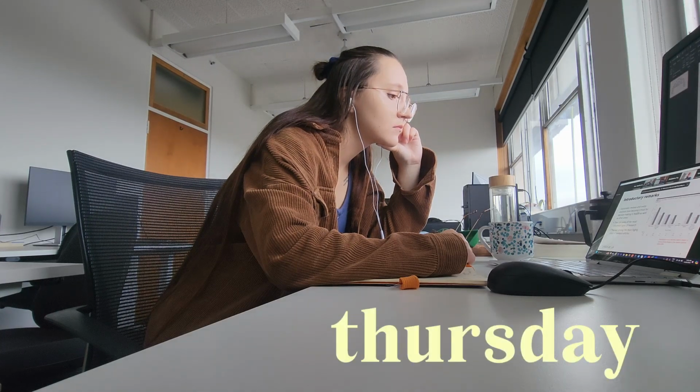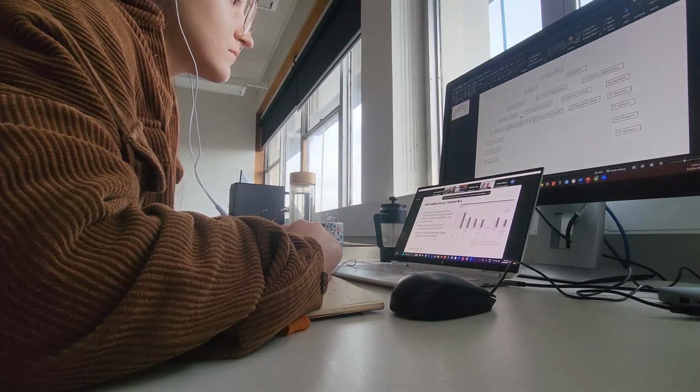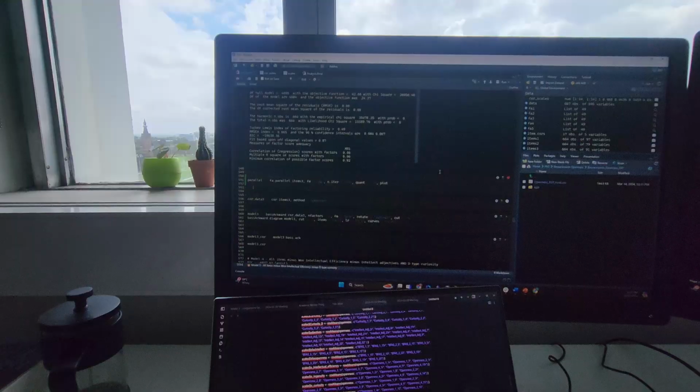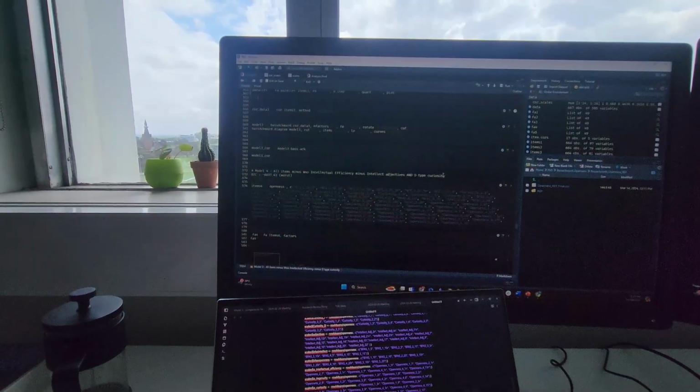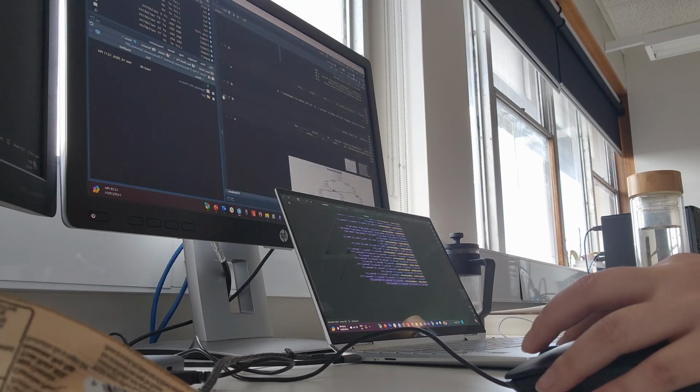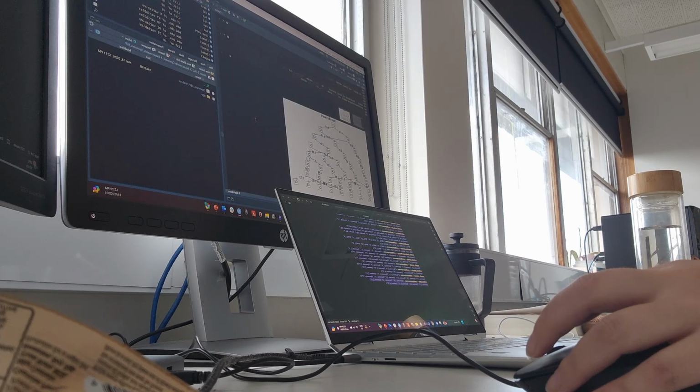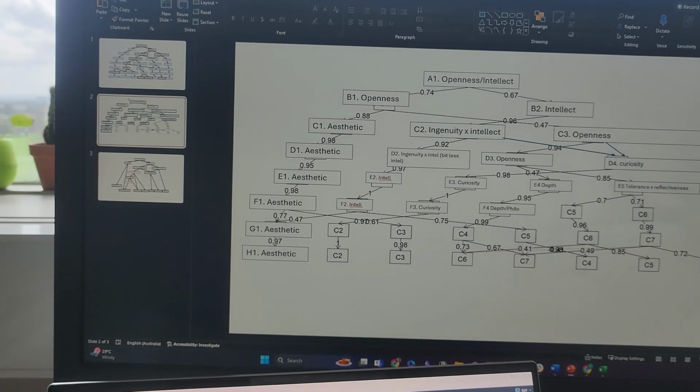Thursday, I was back at uni. I had a seminar on meta-analysis methods in the morning, and then I worked on analyzing the data for my conference poster. It was just more of sitting at my desk for the entire day, so I'm gonna spare you the details and skip to Friday.